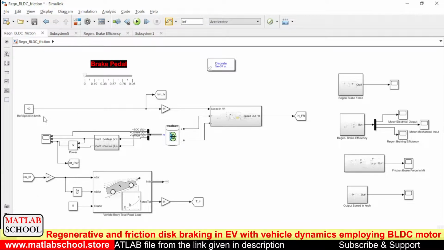So the given input will be in terms of kilometer per hour. So it has to be converted to RPM for the motor to understand. The motor can only understand the speed in terms of RPM or radians per second. Okay, so this is the battery which is connected to the motor. Further, it will give supply to the motor during motoring condition, and the energy will be transferred back to the battery during the time of regenerative braking. So with this block we are calculating the power both during motoring and regenerative braking.